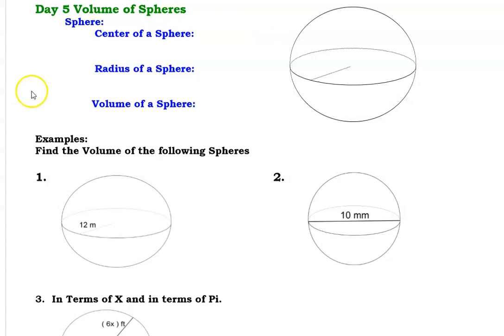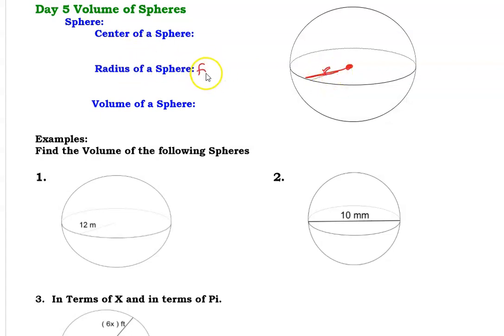Hello everyone and welcome to day 5, which is on the volume of spheres. So first we have a sphere over here to the right. Let's go ahead and mark the center of our sphere, which is right here. That's the center of our sphere. The radius of the sphere is going to be from the center out to any point on the outside of our sphere. So this is our radius.